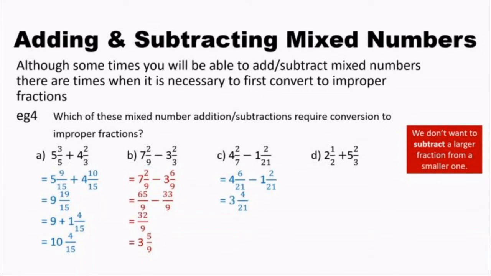It's definitely not top heavy, 4 is smaller than 21. But can I divide both top and bottom by any common factor? 4 can be divided by 1, 2, and 4, and 21 cannot divide by any of those values, except 1, which would not change the fraction anyways. So we've got a simplified mixed number answer, 3 and 4/21.